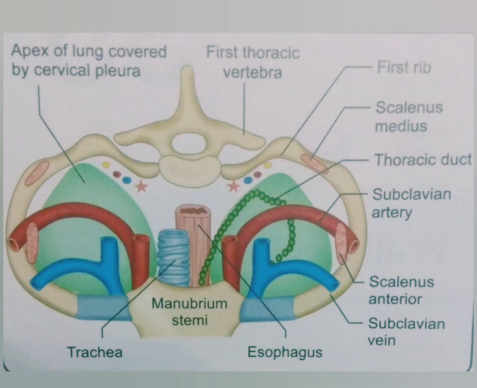We have the trachea and the esophagus. We have a major artery, that is the subclavian artery, and the vein, the subclavian vein. We also have two muscles, that is the scalenus medius and the scalenus anterior. Also, in this position, we see the apex of both the right and the left lung.